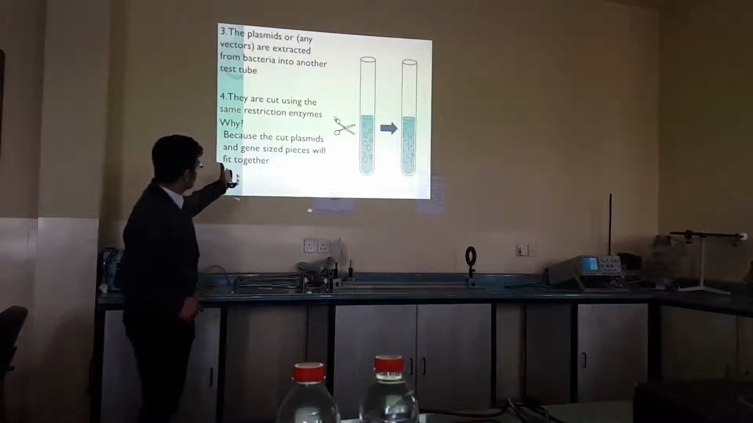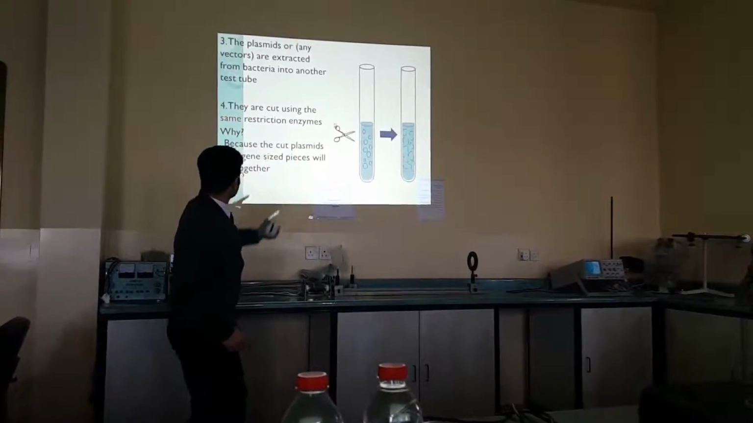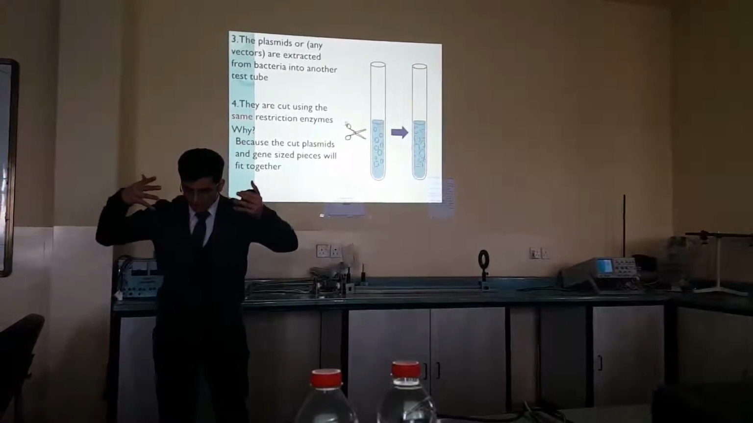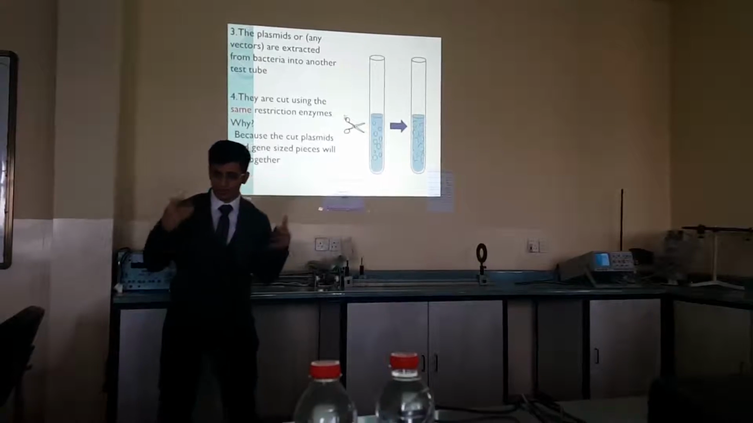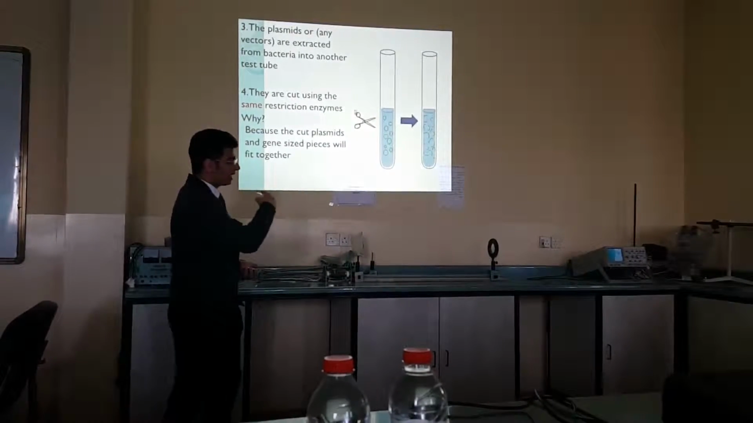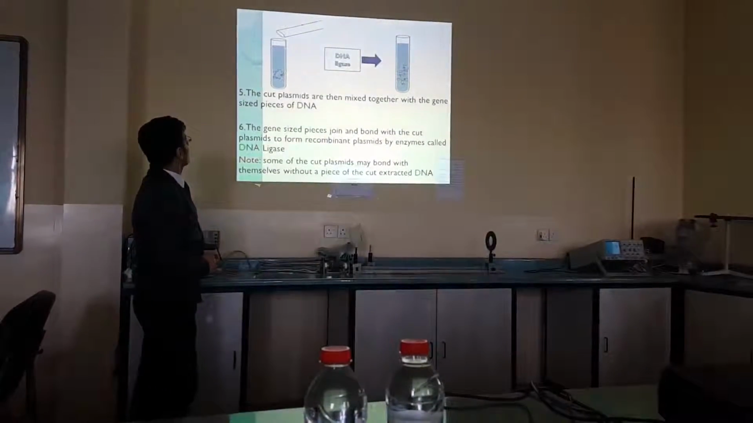Because we cut the plasmids and the gene-sized pieces with the same restriction enzyme, they will fit together. They will have the same ends, so they will join to each other. If we use another restriction enzyme, there will be no connection between them. That will be fully explained to you by Abdullah then.